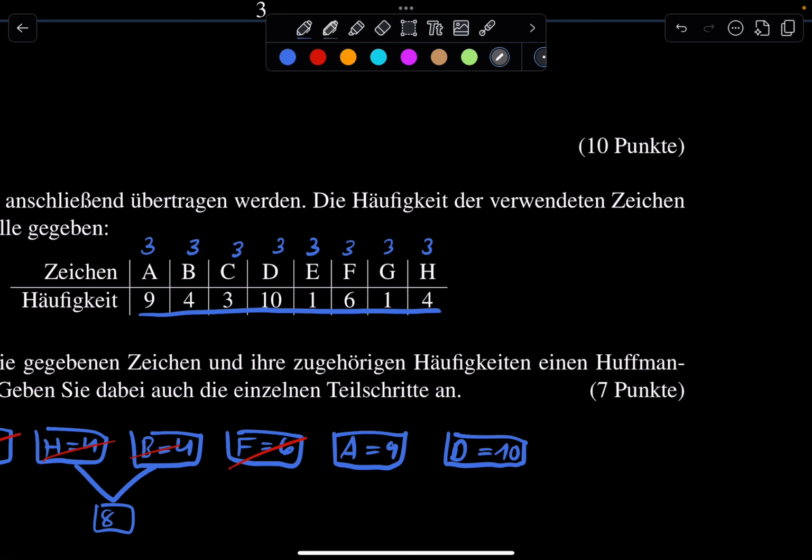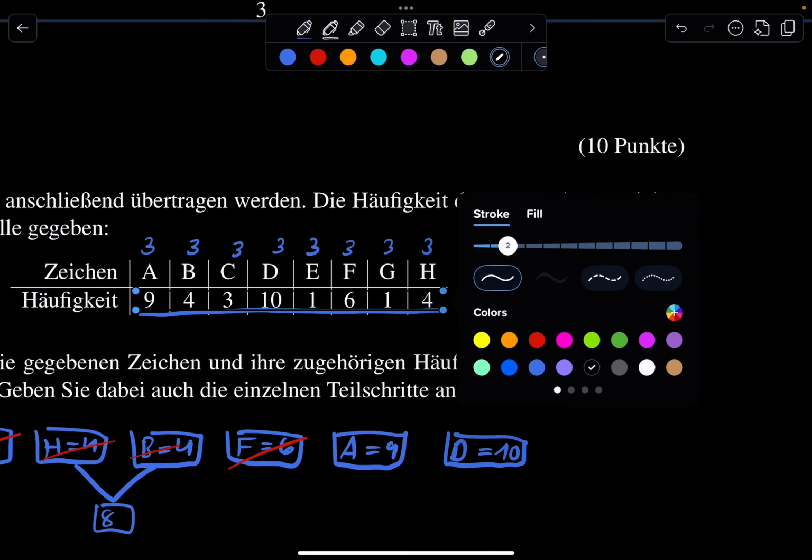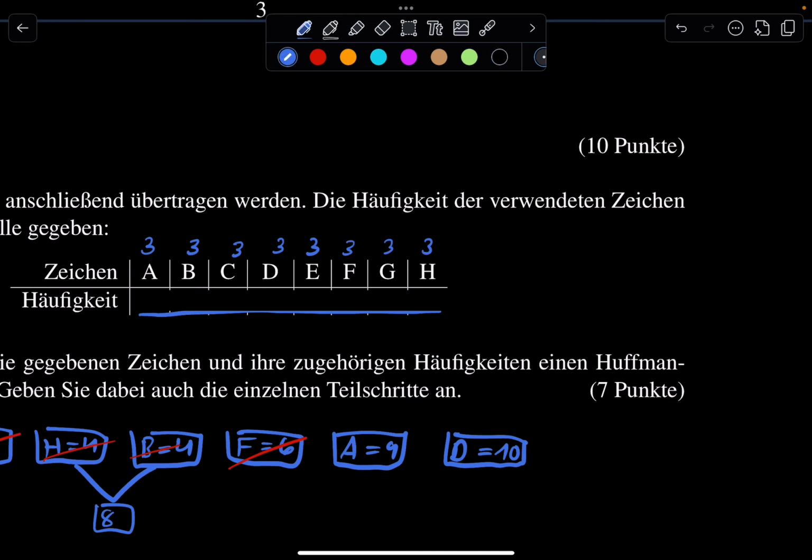Let me just write with a black one maybe. There we go. I'll just give you an example here. Imagine we just had 1, 1, 1, 1, 1, 1, 1, 1. If we used it only once each time, we would use 3 times 1, 2, 3, 4, 5, 6, 7, 8. So it would be 24 bits, only if we use one character.